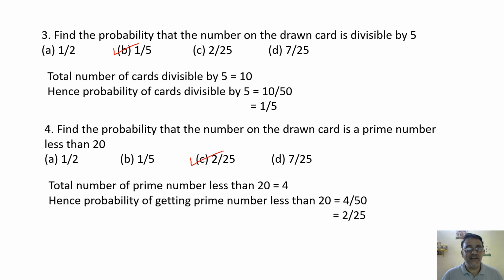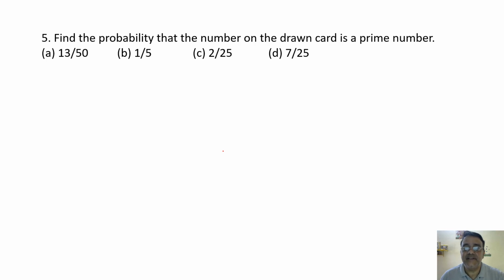Now we are moving toward the last question. Find the probability that the number on the drawn card is a prime number. Is a prime number मतलब पूरा prime number लेना है 11 to 60. So 11 to 60 एक बार count करें 11, 13, 17, 19. 4 तो already हो गया था. 23, 29, 31, 37, 41, 43, 47, 53, 59. So total 13 आ रहा है.